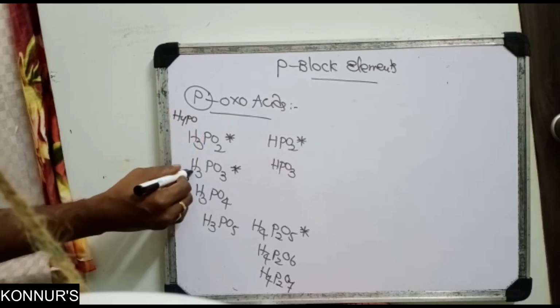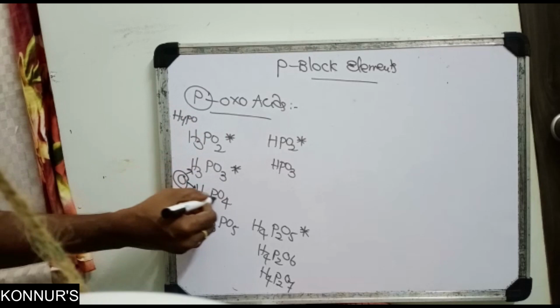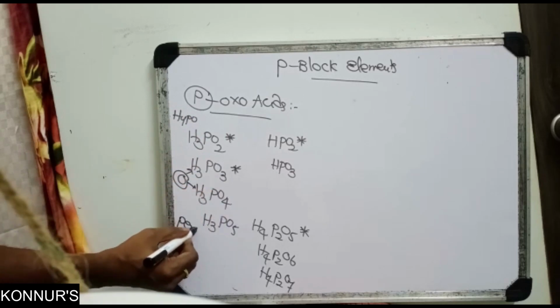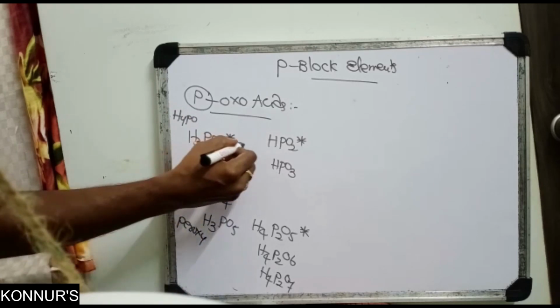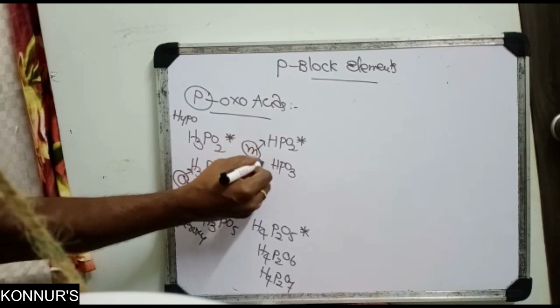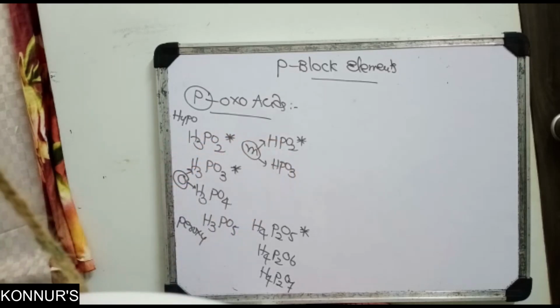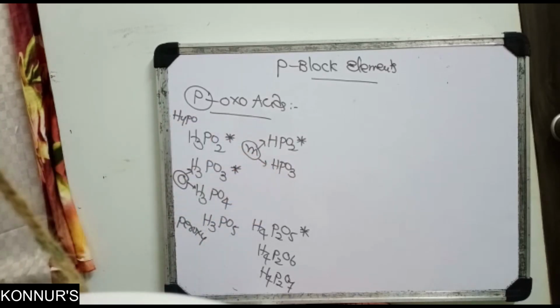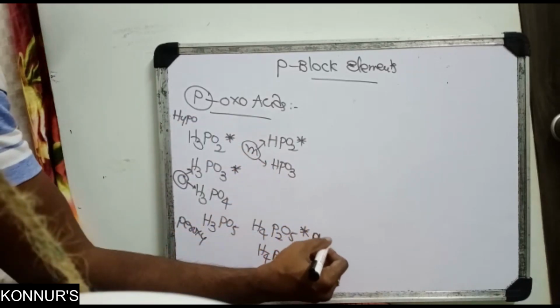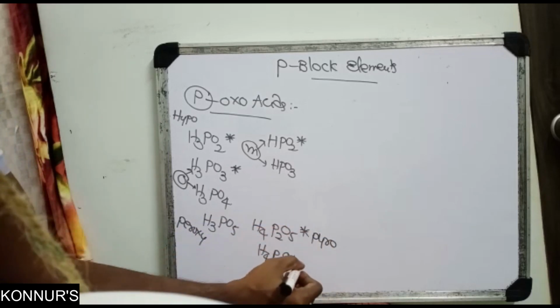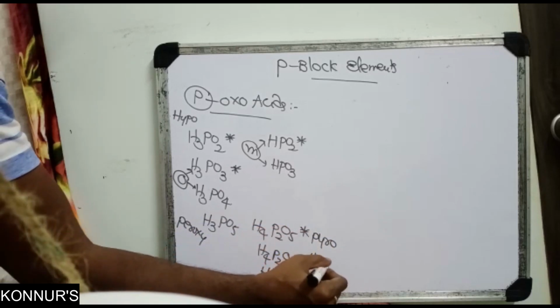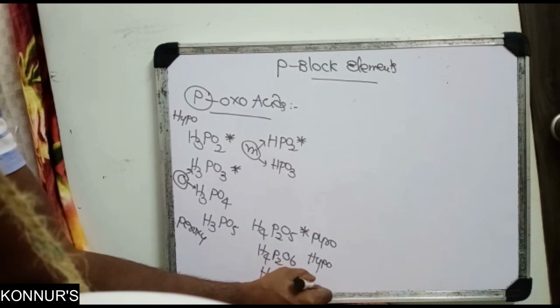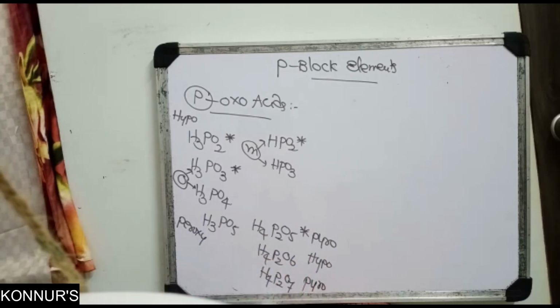These two are orthophosphorus and orthophosphoric. This is peroxyphosphoric. These two are meta: HPO2 metaphosphorus, HPO3 metaphosphoric. This is pyro: pyrophosphorus. Next hypophosphoric. Next again pyrophosphoric.